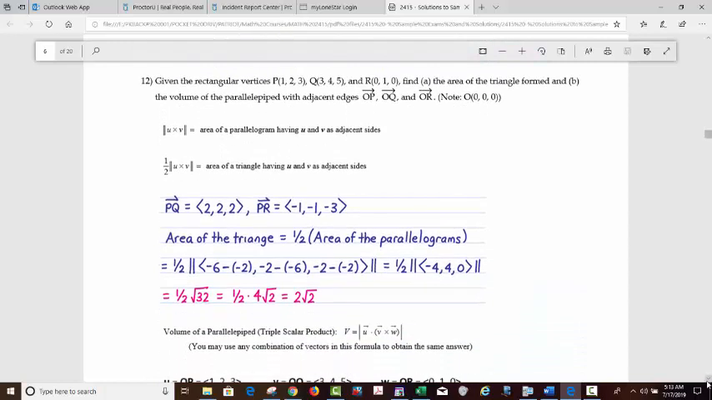Let's take a look at number 12 here. We've got rectangular vertices, and we're finding the area of a triangle.